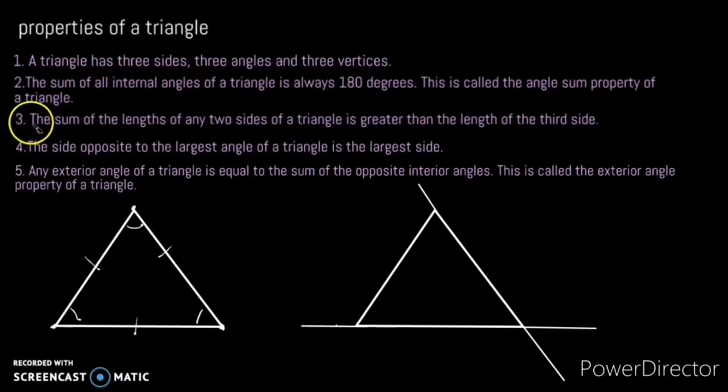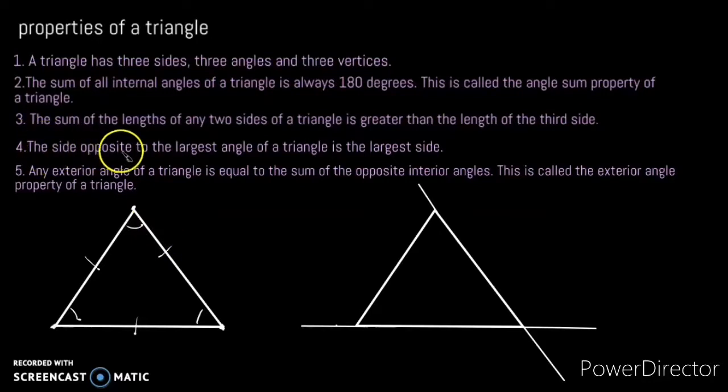The third one: the sum of the lengths of any two sides of a triangle is greater than the length of the third side. If I add this side and this side, we can see that it will be greater than this side. So that is a property of a triangle. If you add any two sides of any triangle, it will always be greater than the third side.